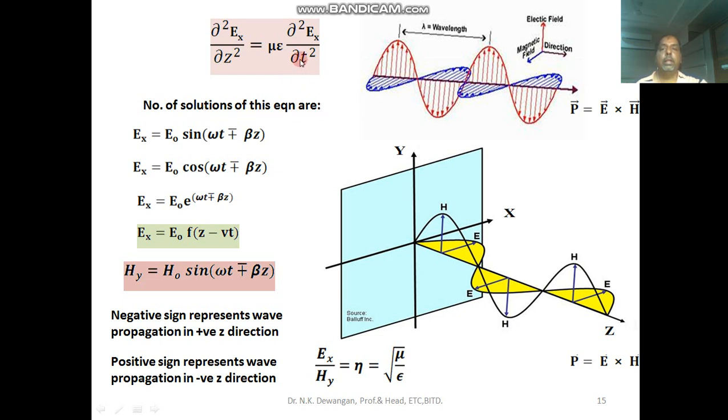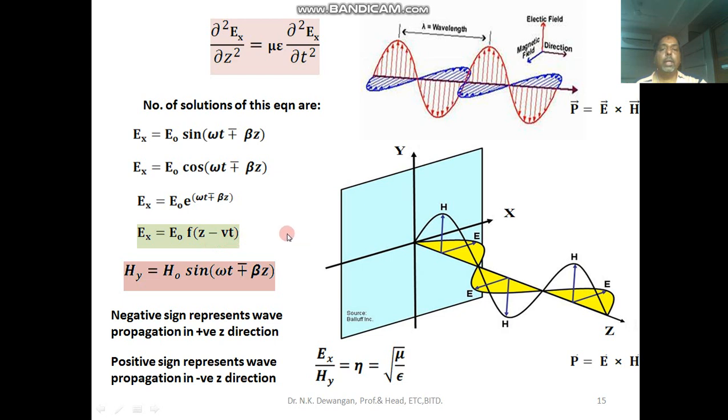solutions for this equation. You can write Ex is equal to E naught sin(omega t plus minus beta z), in sine form. Beta is the phase constant, omega is the angular velocity of the wave. Any wave propagating in the z direction we can write like this in sine form, and also in cosine form, and also in exponential form.